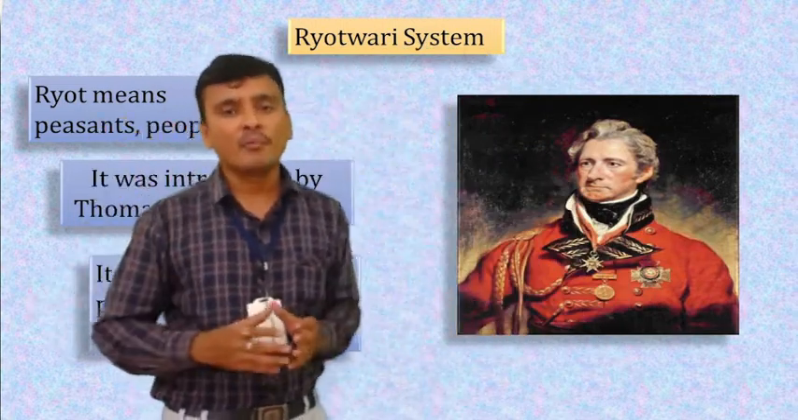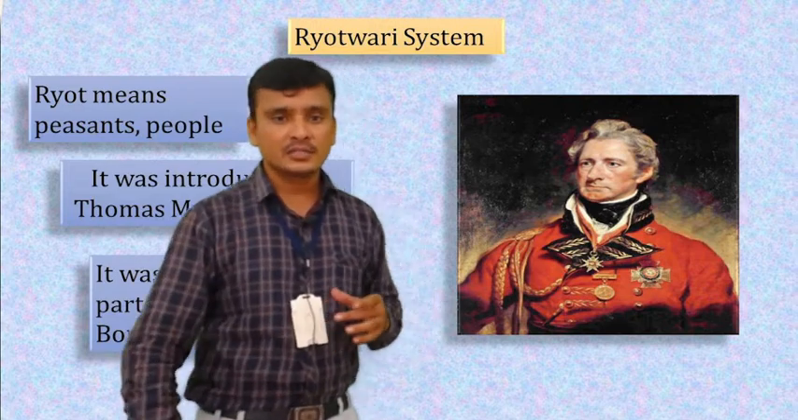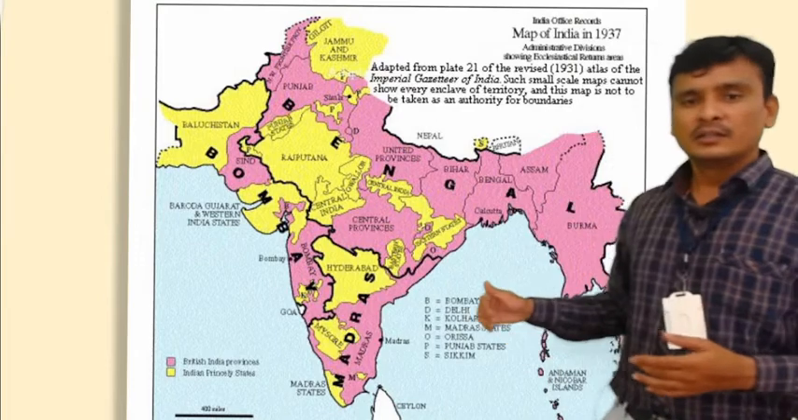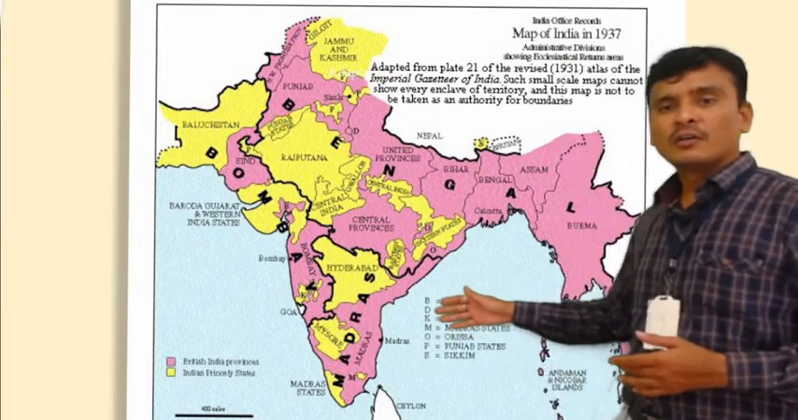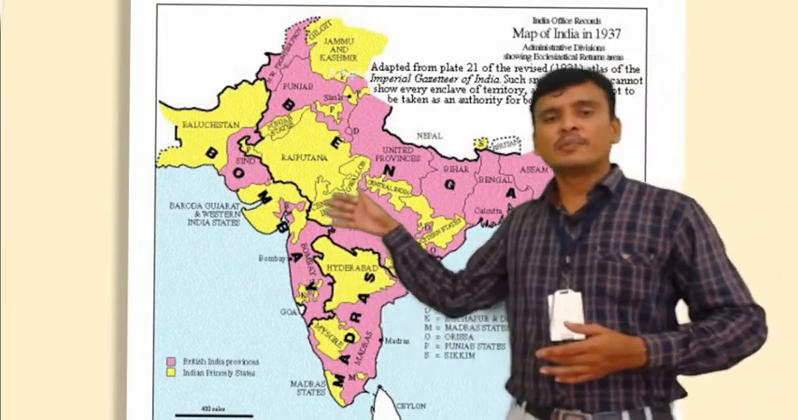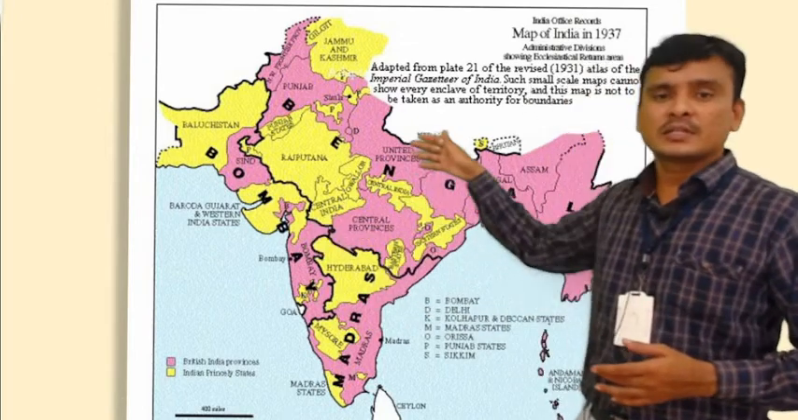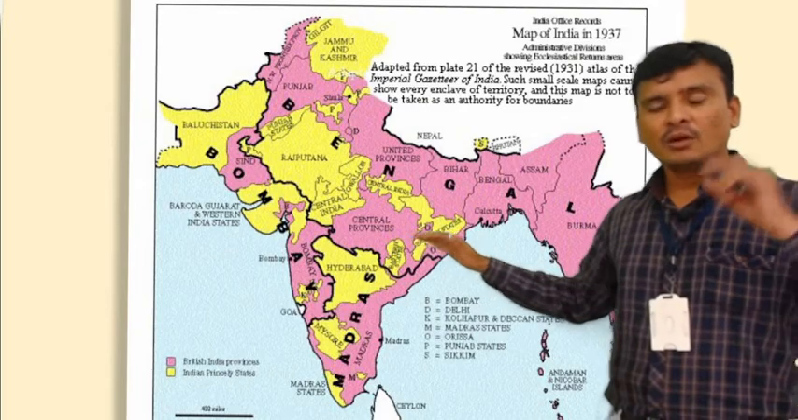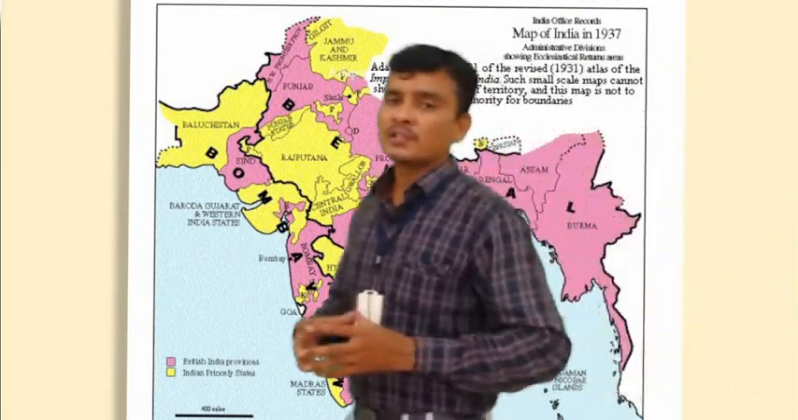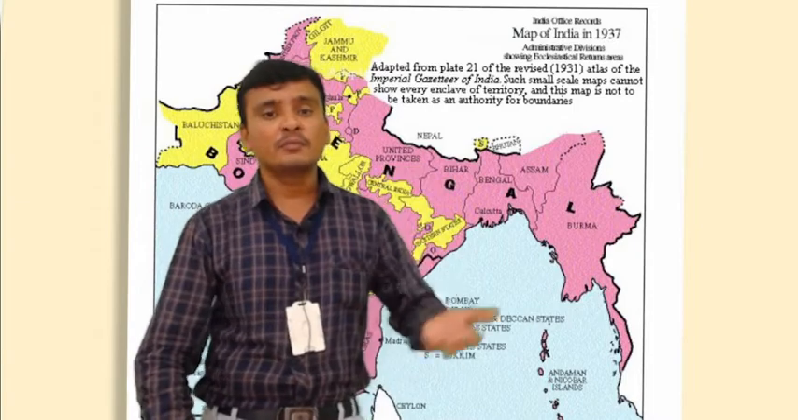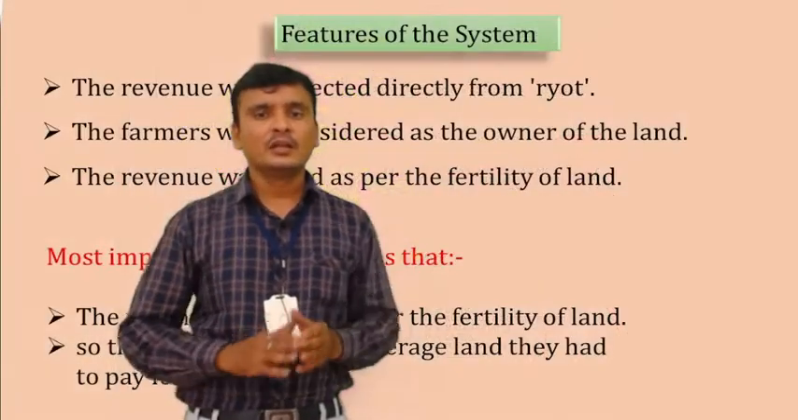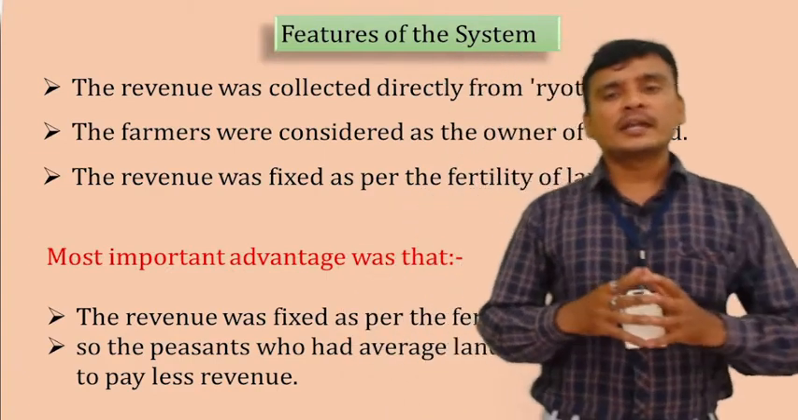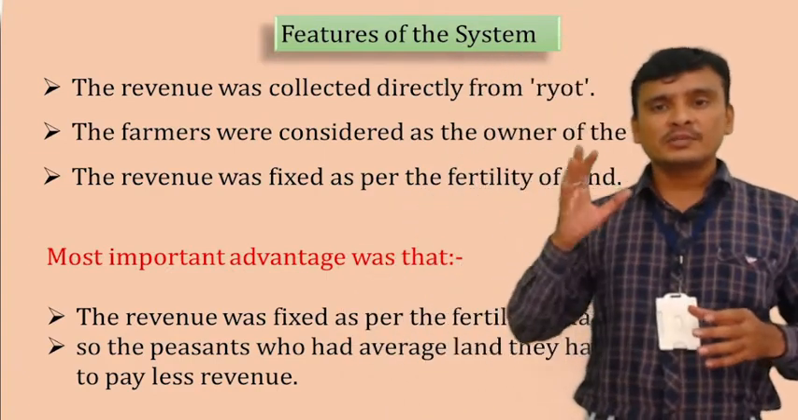At that time there were the Bombay and Madras presidencies. You can see in this map the Madras presidency, and this is the Bombay presidency, and the largest presidency was Bengal. These are the maps of British India, and India was divided into 3 presidencies and 11 provinces. Features of this system: the revenue was collected directly from the Ryot itself, means there was not any agent.